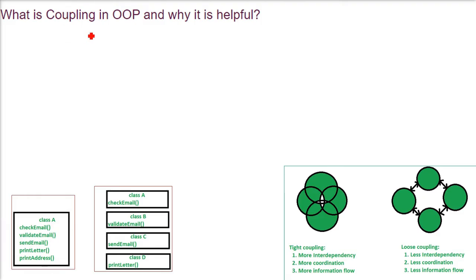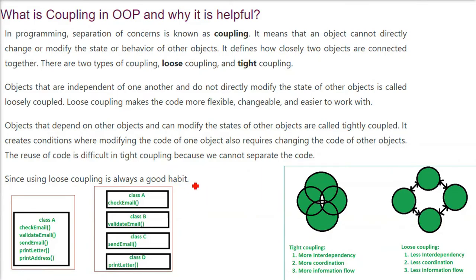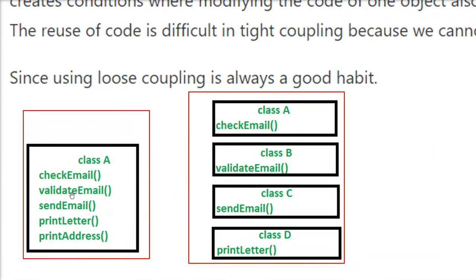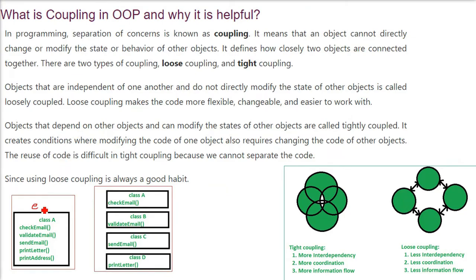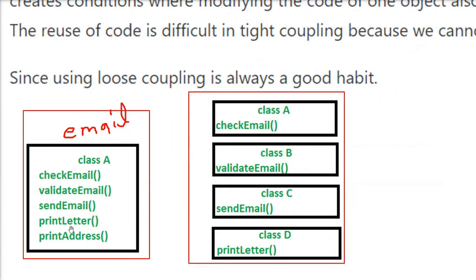What is coupling in object-oriented programming and why is it helpful? Now let me tell you an example. This is a class A. Just assume that all these functions are related to email: check email, validate email, send email, like this. All functions are related to email. Now this is so good. The class A functions are like-minded. They are doing the work they are supposed to do. They are only working for the case of email. They are doing nothing else. This is called good cohesion, a tight cohesion.